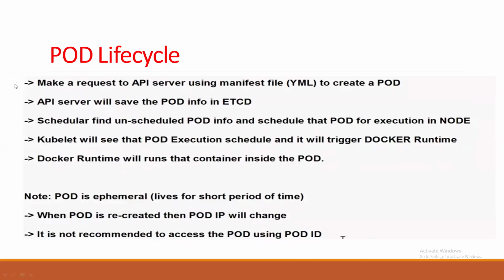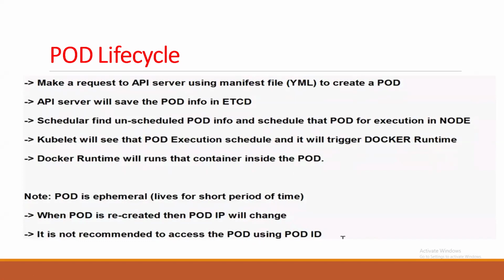So make a request to the API server using the manifest file to create a pod. The API server will save the pod info in etcd. The scheduler finds the unscheduled pod info and schedules that pod for execution on a node. Kubelet will see the pod execution schedule and trigger the Docker runtime. Docker runtime will run the container inside the pod. So a pod is ephemeral, it lives for a short period of time, guys. When the pod is recreated, the pod IP will change, guys.